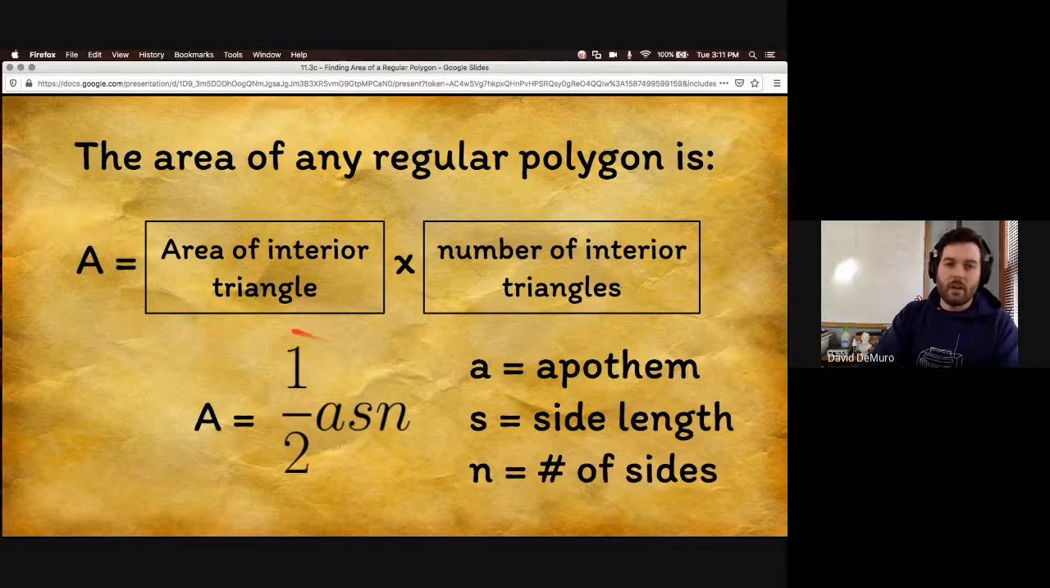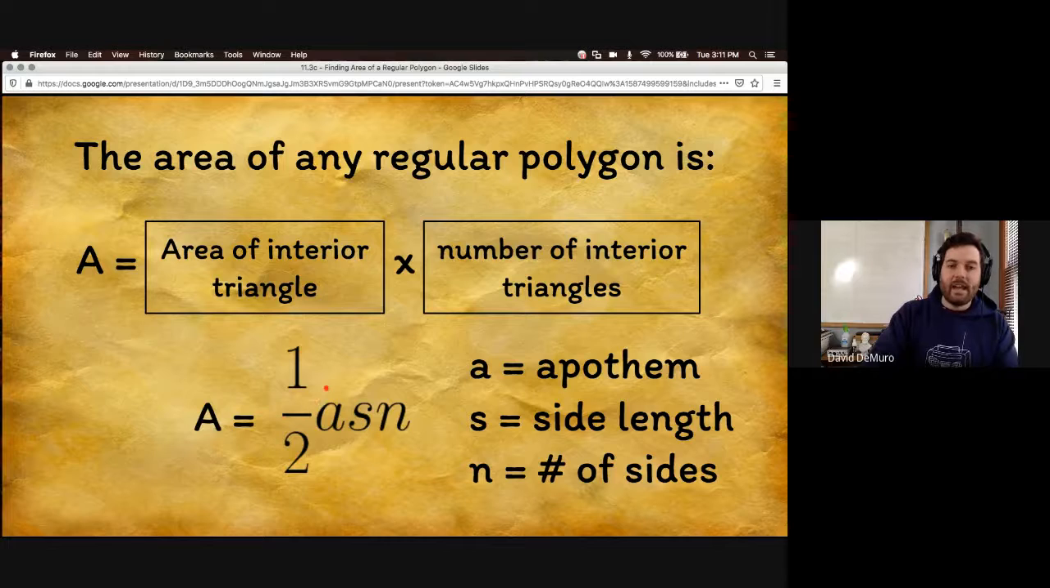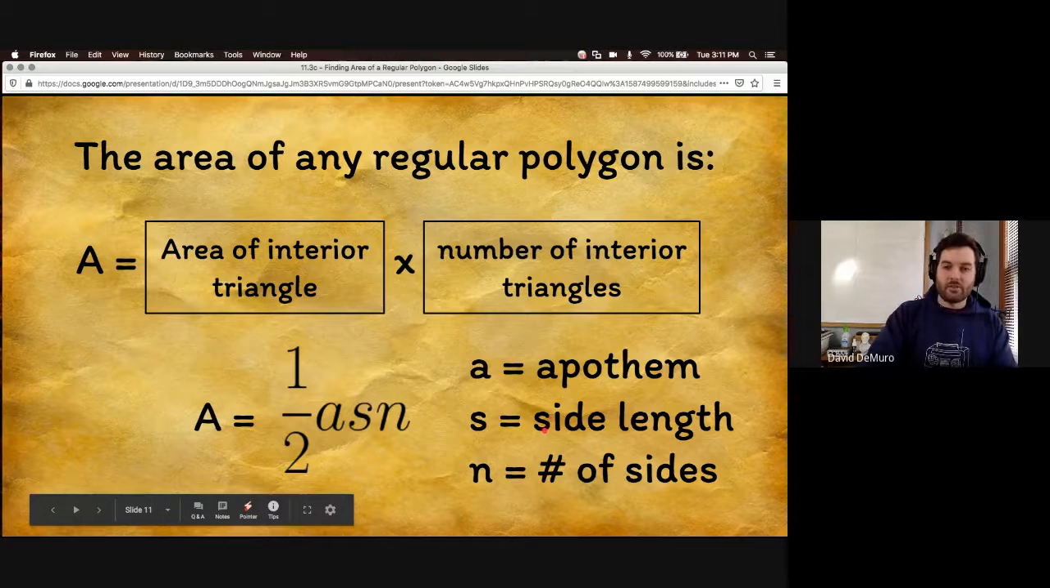So here's the formula I want you to know. Take notes, write this one down, make sure you know it. The area of a regular polygon is 1/2 A times S times N, where A is the apothem, that's essentially the height of the interior triangle. S is the side length, that's essentially the base of the triangle.